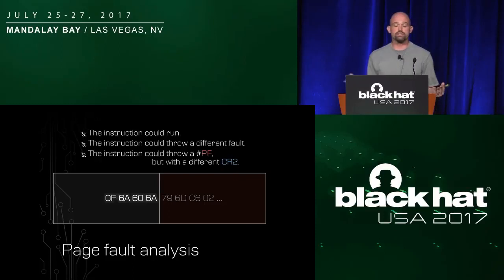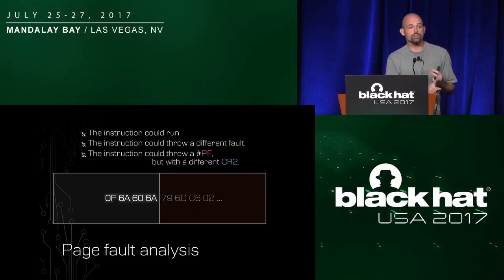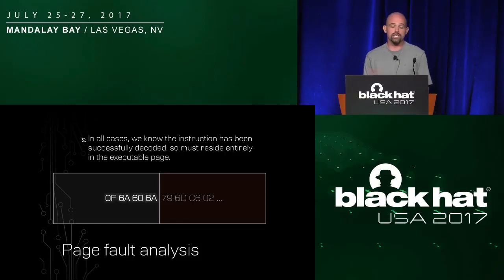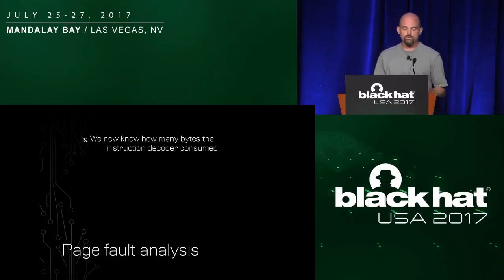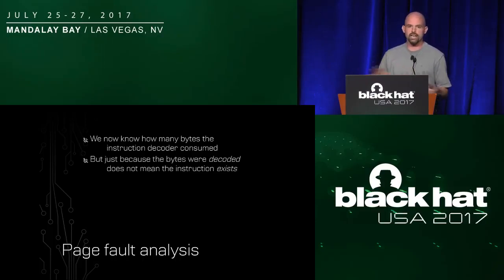When that happens, a lot of different things can occur. Either the instruction could successfully run, the instruction could throw an entirely different fault, or the instruction could throw a page fault just with a different value in CR2. But regardless of what happens here, in all cases, we know that the instruction has now been successfully decoded, so it must reside entirely in the executable page, meaning that we know the instruction's length at this point. So we've figured out how many bytes the instruction decoder consumed, but that doesn't actually mean that this instruction exists yet. Just because the bytes are decoded doesn't mean this instruction's real. Even non-existing instructions have to be decoded.